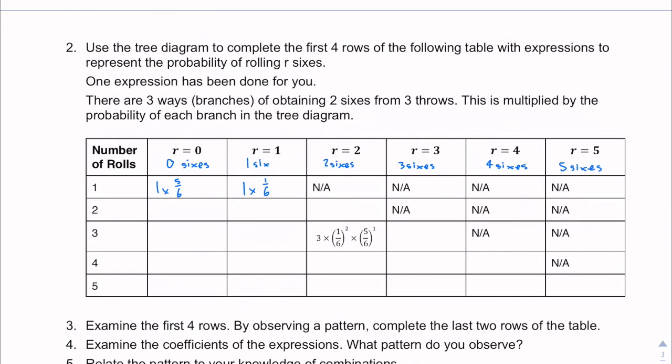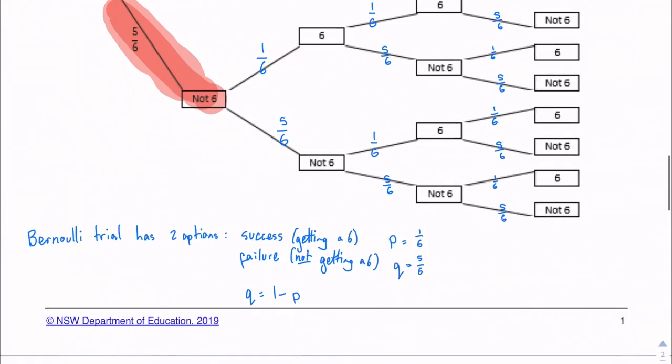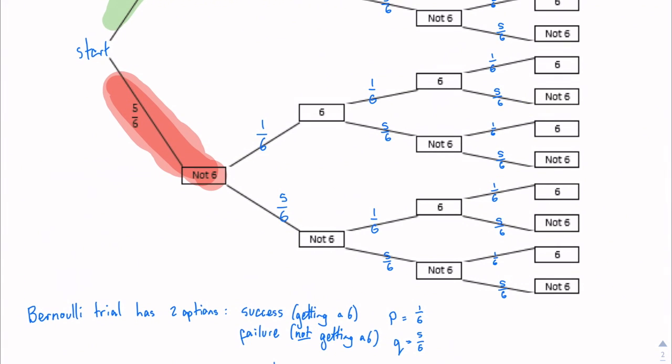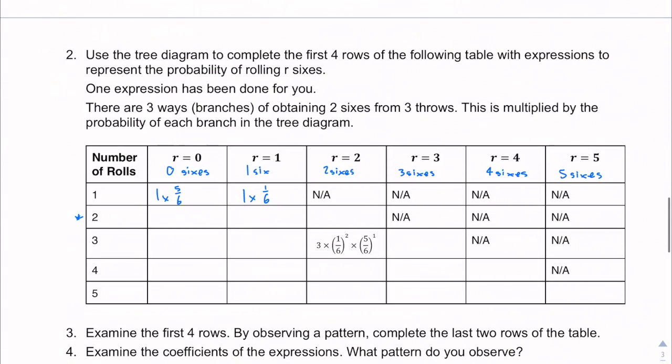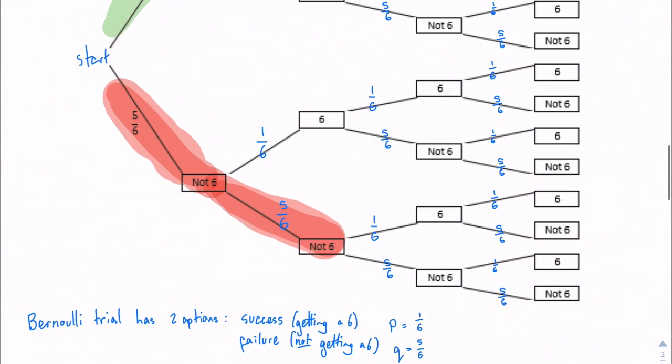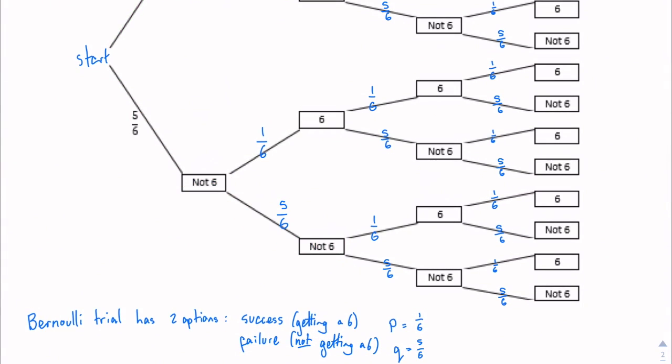Okay. Now let's have a look at two rolls. Probability of getting 0 6s from two rolls. Well, there's only one way to do it still. And we've got 5/6, and it's happening twice. Now let's have a look at the probability of having two rolls and only getting one 6. So this time, two rolls, one 6.